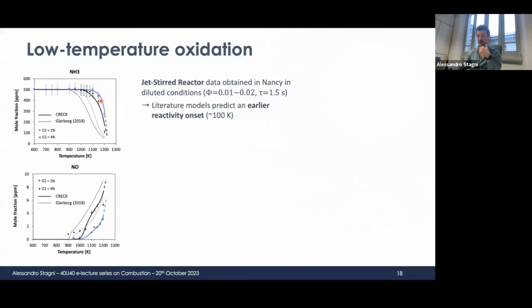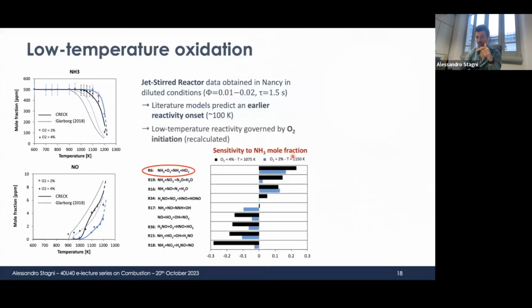When we try to model the same with the new model, we were able to reasonably follow the experimental trend, both for ammonia consumption and nitrogen oxides formation. So we started asking ourselves, why this? And the main reason is to be attributed to the H abstraction by O2, which I showed you in the previous slide, which shows a very interesting behavior.